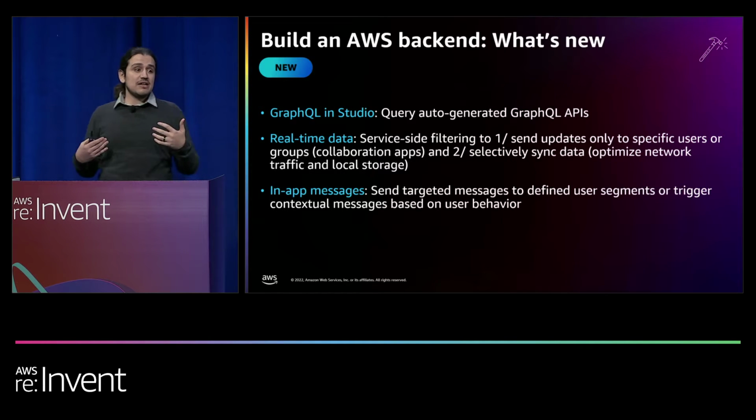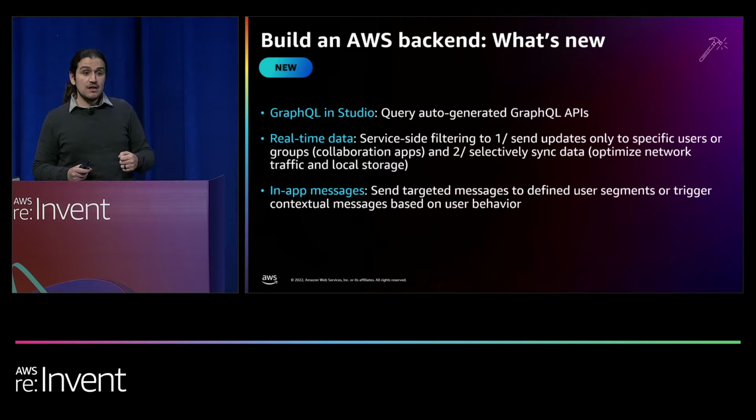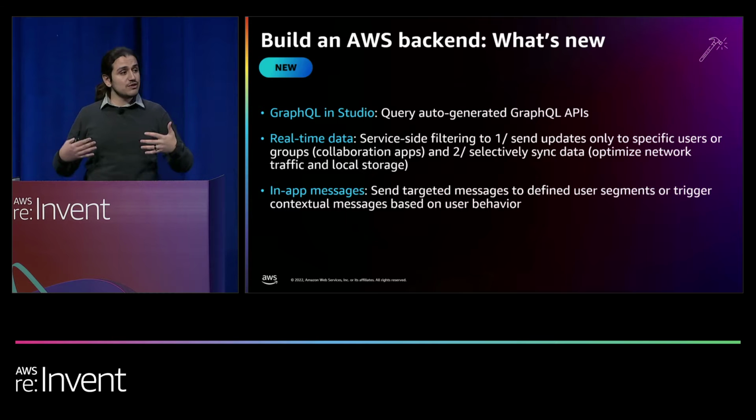Now what I'm going to talk about is new releases that we've had when it comes to building an AWS backend with Amplify. The first feature is something that I've shown in the previous video, which is now you're able to use Amplify Studio to query and use your auto-generated APIs that were created using GraphQL.